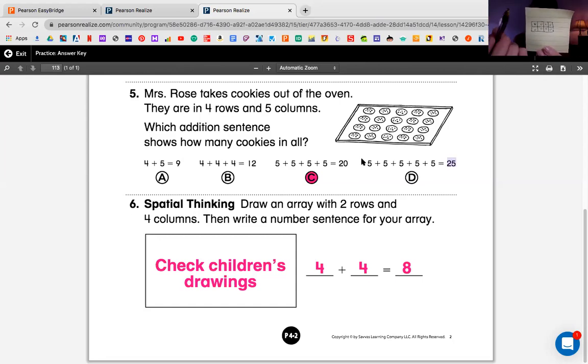Now, if I add this up, I have a row of 4 and a row of 4. So 4 plus 4 equals 8, and there you go. 4 plus 4 is 8.